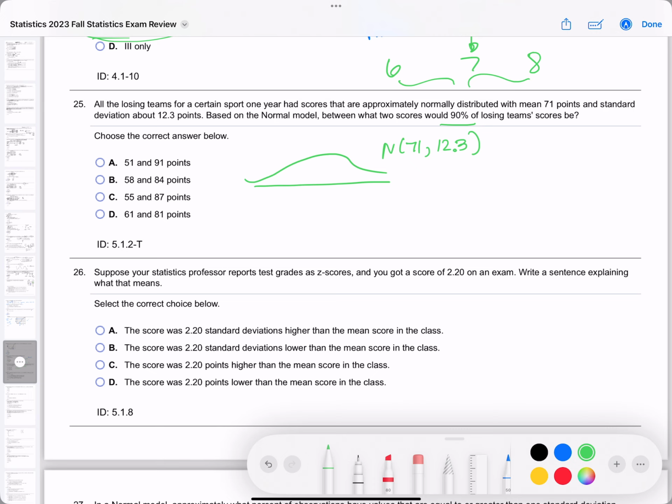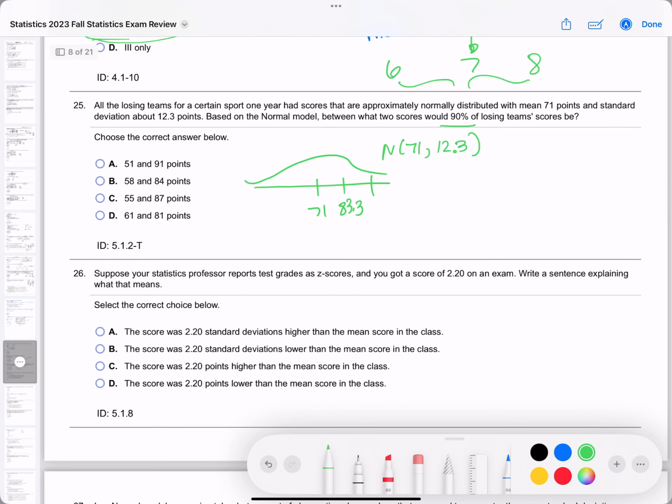And we did this both on the chart and on the calculator, so I'll show you both. It says based on the normal model, between what two scores would 90% of the losing team be? All right, so if I do this, this is going to be 83.3, and then this is going to be above 90, or guess 90, doesn't matter there. So this is then going to be 95.6. Okay, and I'm looking for 90%.